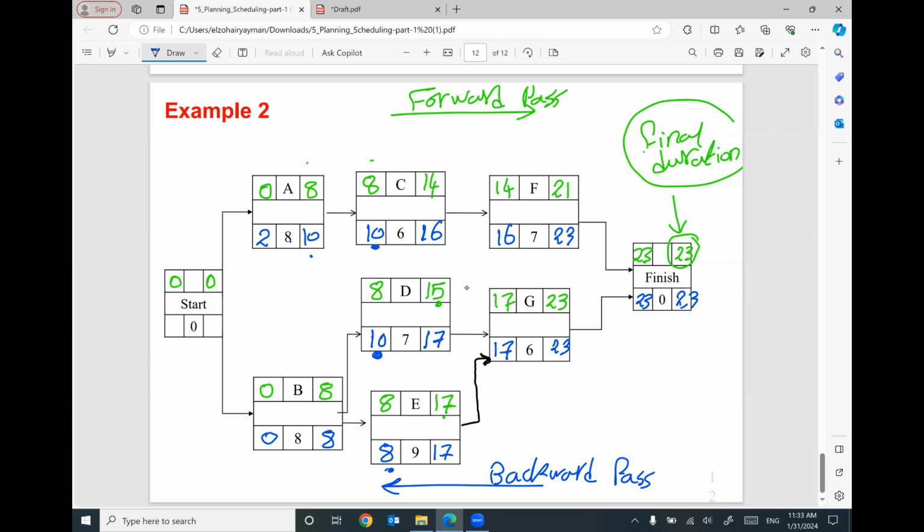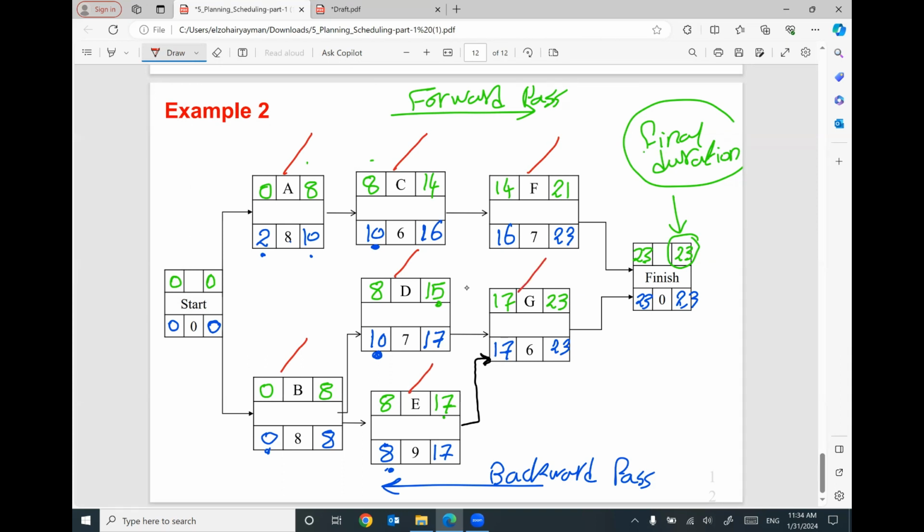To go backward, we have 2 here and we have 0. Which one am I gonna use? I'm gonna use 0, the smallest number. 0 minus 0 will be 0. We are good. So the backward pass helped you to figure out the late start, late finish for each activity. Then I will figure out the total float and free float for each activity.